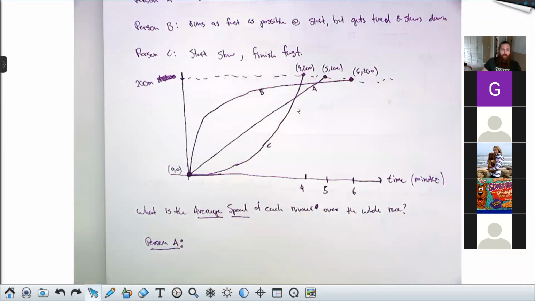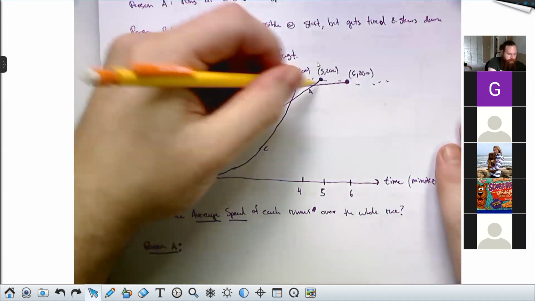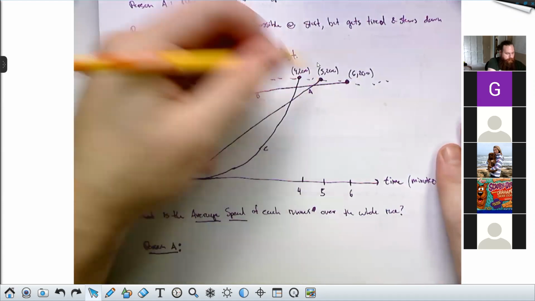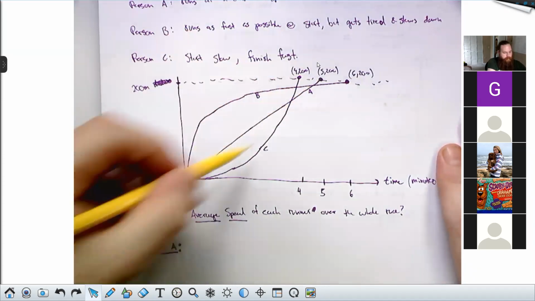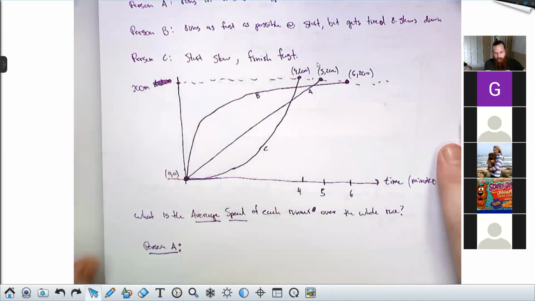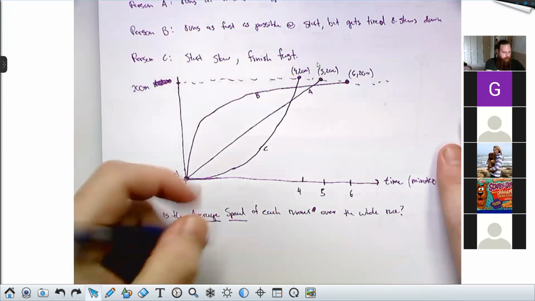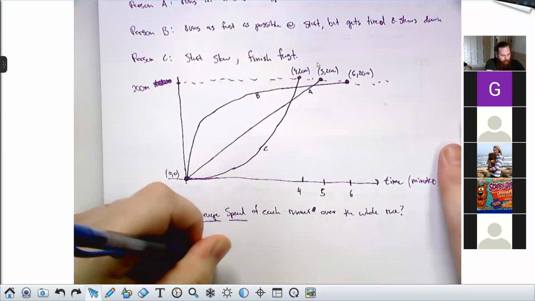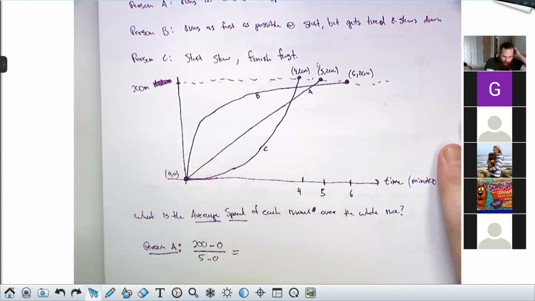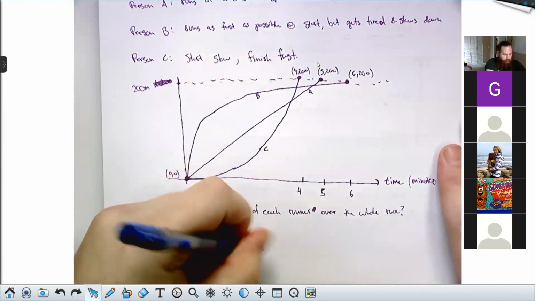You can think of it over distance as distance over time, but I'd like for us to think about it as an average rate of change. So the average rate of change for person A is the slope of the line connecting this point to this point. Since person A's rate of change was constant, it's just the slope of this line. So that's 200 minus 0 over 5 minus 0, which is the same as the distance divided by the time. It's 200 divided by 5.